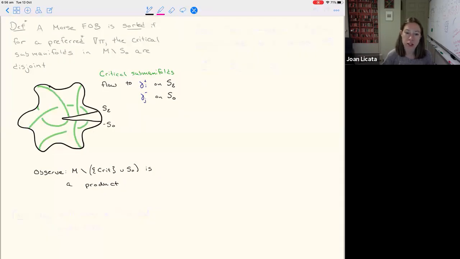And the observation that makes this work is that in the complement of these critical manifolds, we just have a product. When they hit this S epsilon, this S0, we have some pieces that are left over, and those things just travel unimpeded all the way through the manifold as a product.